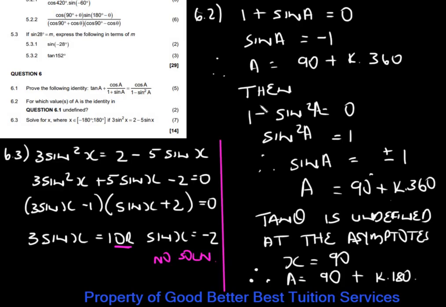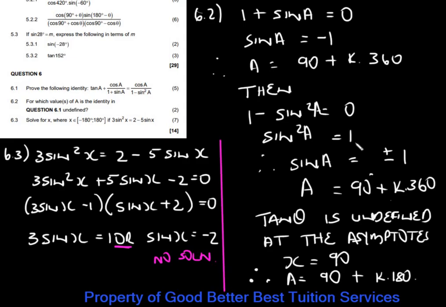But when we look at 1 minus sine squared A, when we make that equal to 0, we have sine squared A is equal to 1. Again, the square root of that is both positive and negative 1, and we again have A is equal to 90 plus K360.